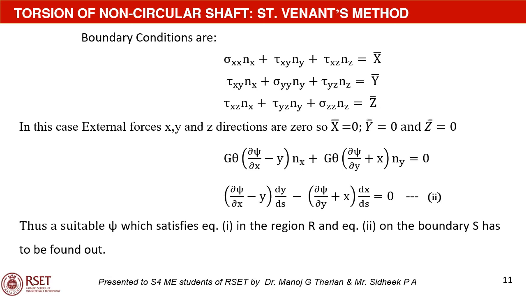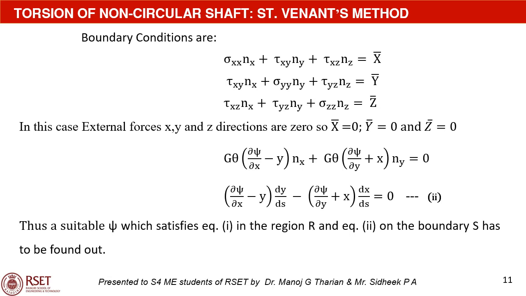Substituting for tau xz and tau yz in the third equation, we get G theta into (∂ψ/∂x minus y) into nx plus G theta into (∂ψ/∂y plus x) into ny equal to 0. Substituting for the direction cosines nx and ny, that is nx is equal to dy by ds and ny is equal to minus dx by ds, we get that the warping function psi should satisfy the condition (∂ψ/∂x minus y) into dy by ds minus (∂ψ/∂y plus x) into dx by ds is equal to 0 along the boundary of the cross section.